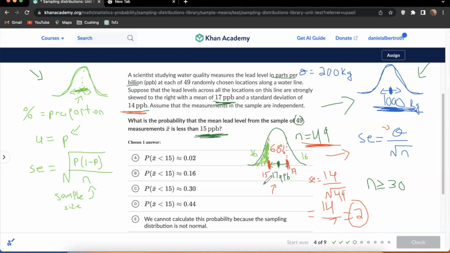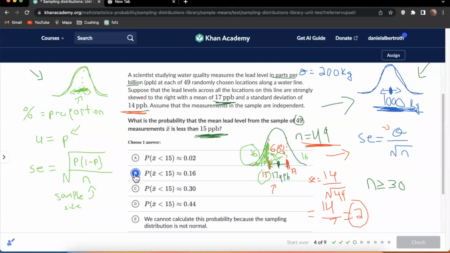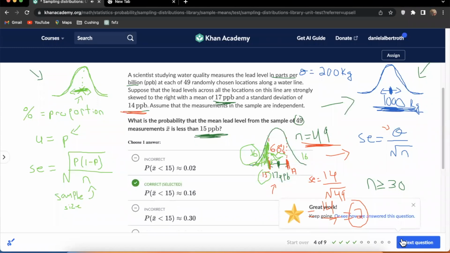Because if you look at this, this is 15 parts per billion. It is 1 standard deviation below the mean. What is the probability of getting something less than 1 standard deviation below the mean? That is 16%, and I'm using the empirical rule here, where 68% is plus or minus 1 standard deviation. So let's check it out. Answer of 16 looks very nice.